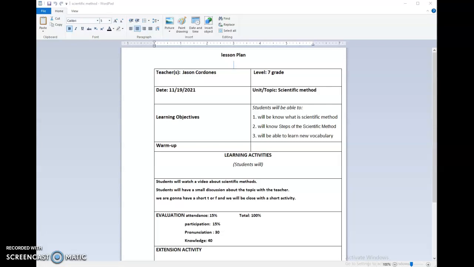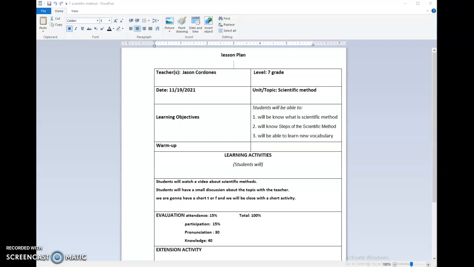So in the warm up, we can use a really interesting video or ask some questions about the scientific method, to see if the students have any idea what the scientific method is. You don't have to give a scientific answer. Just say what you like about the scientific method in particular, something like that.